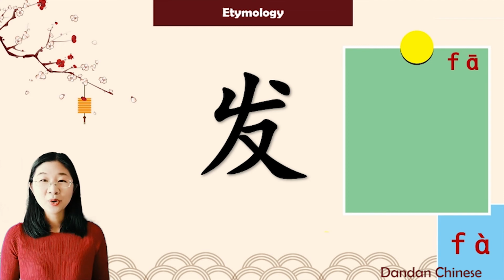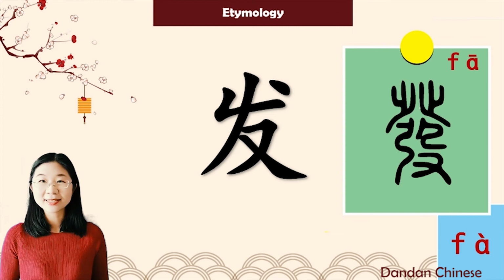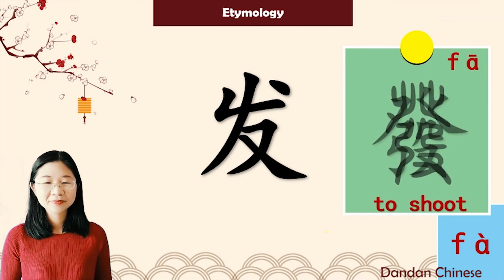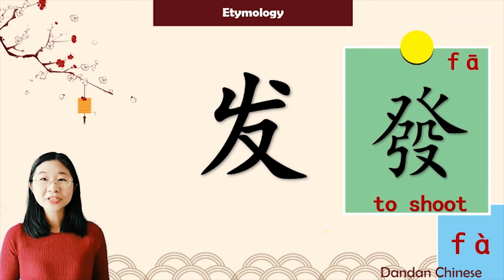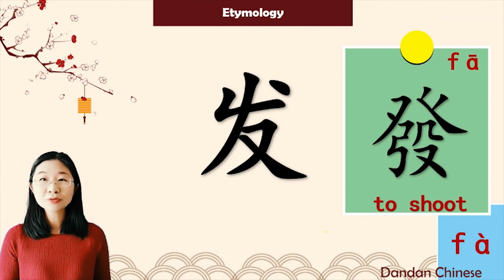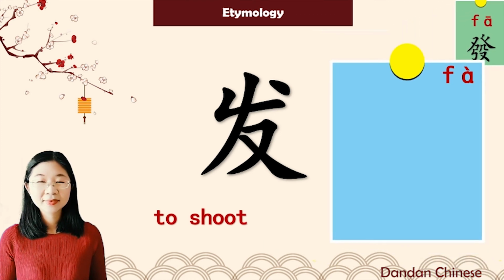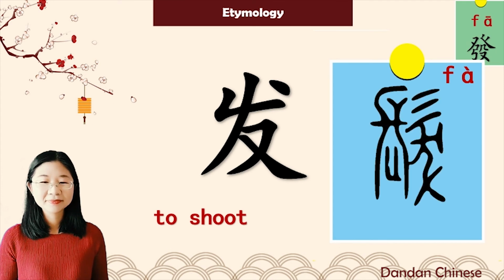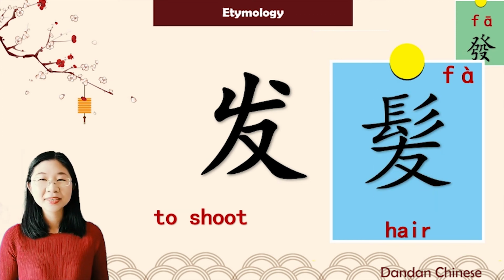And let's see, what's this fa originally like? It's like this. So can you guess what's the meaning of this character? Now the traditional Chinese character is like this. It means to shoot. Let's see fa. It's like this. So can you guess the meaning? It means hair.